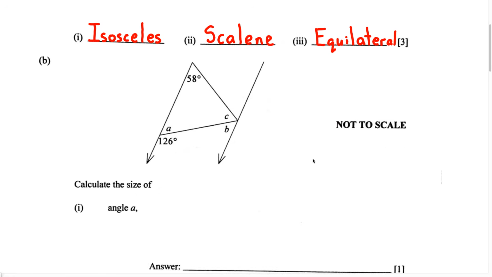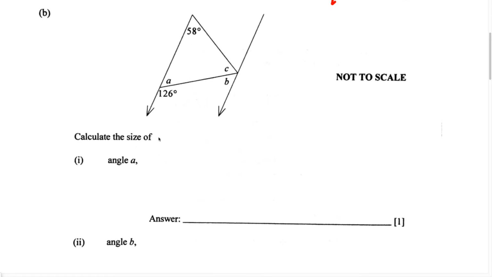Okay, now let's look at part B. In part B, we can see we have a triangle, but we also have two parallel lines. Now the question says calculate the size of, the first part is going to be angle A. So we see where angle A is, which is right here. And we know this right here is going to form a straight line, which adds up to 180 degrees.